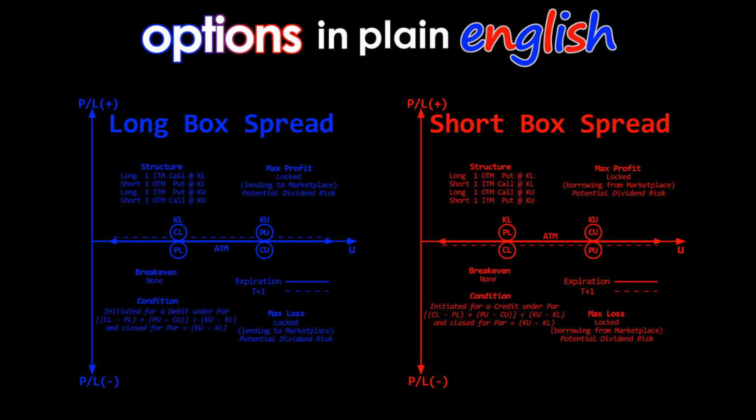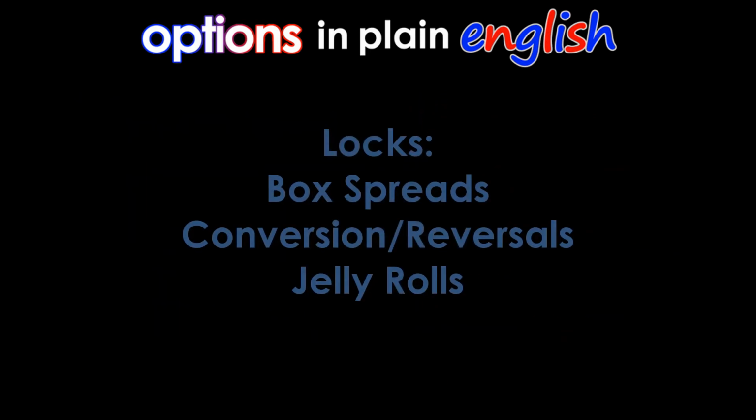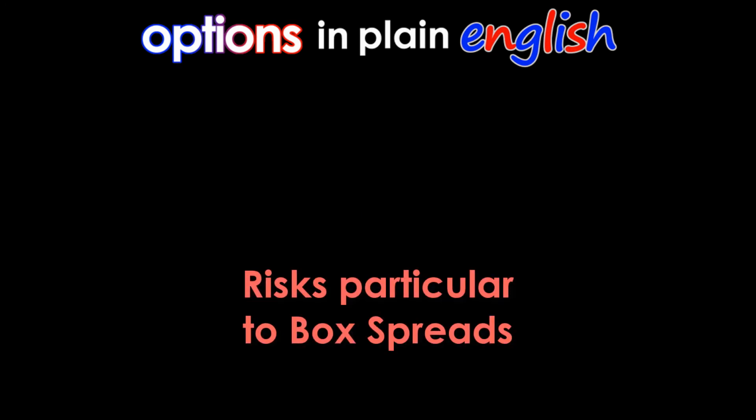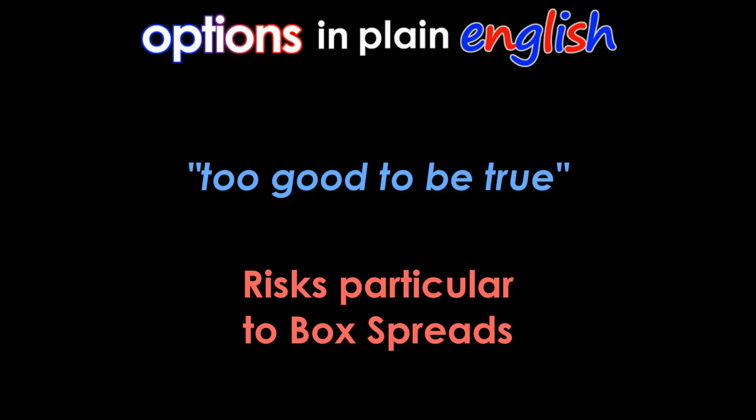Together with conversions and reversals as well as jelly rolls, they belong to a series of strategies known collectively as locks, since their value at expiration is locked from inception and only depends on the dividends and interest rates of their components. We'll also analyze potential risks particular to box spreads, and we'll see what we need to look out for when a strategy's profile seems too good to be true, and the dangers that may be lurking beneath the surface.